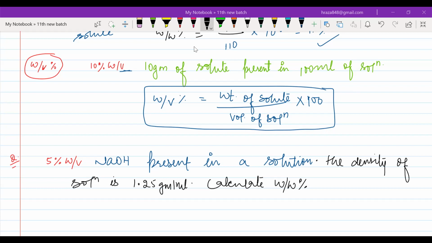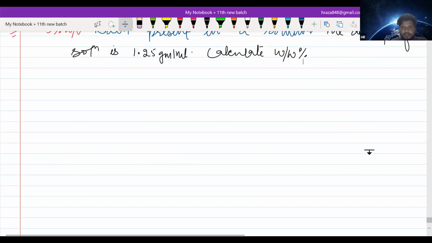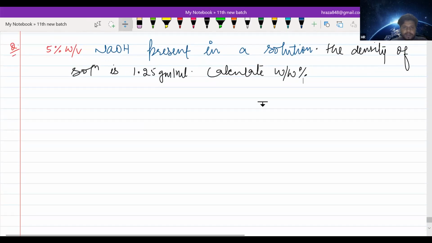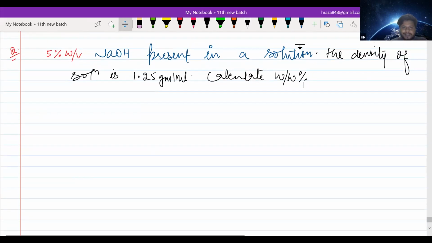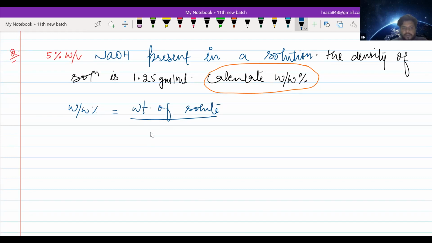I can't do this. Okay, no problem. I will help you. See how easy it is. What is asked, what we need to calculate is weight by weight percent, right? Weight by weight percent has a formula, weight of solute upon weight of solution, right? Into 100. This is the formula.